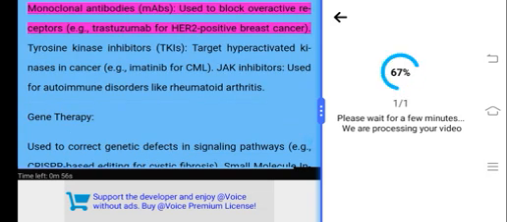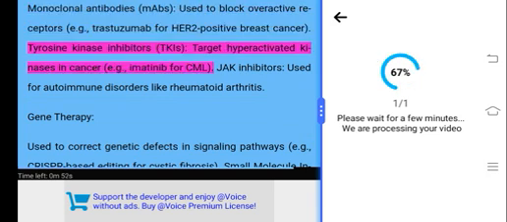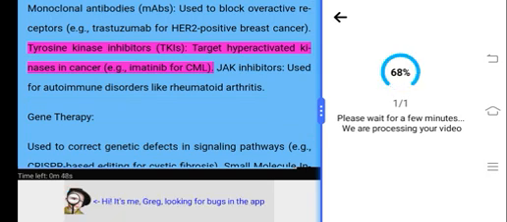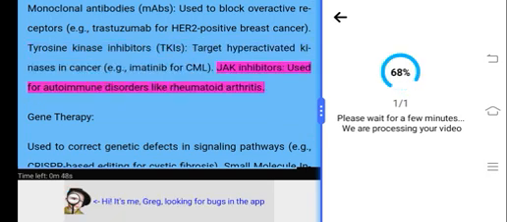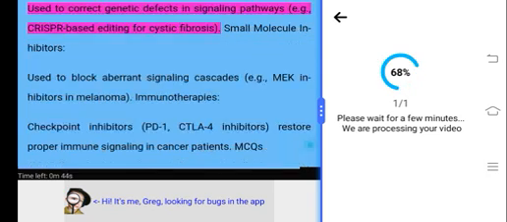Monoclonal antibodies (mAbs) are used to block overactive receptors, e.g., trastuzumab for HER2-positive breast cancer. Tyrosine kinase inhibitors (TKIs) target hyperactivated kinases in cancer, e.g., imatinib for CML. JAK inhibitors are used for autoimmune disorders like rheumatoid arthritis. Gene therapy. Used to correct genetic defects in signaling pathways, e.g., CRISPR-based editing for cystic fibrosis.